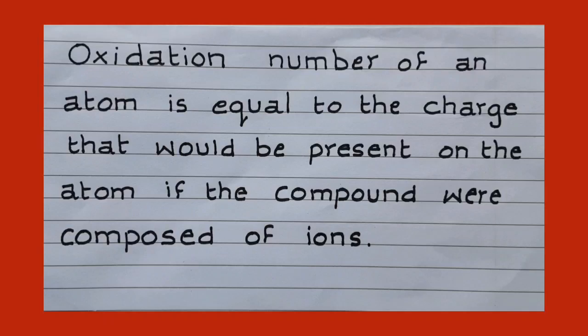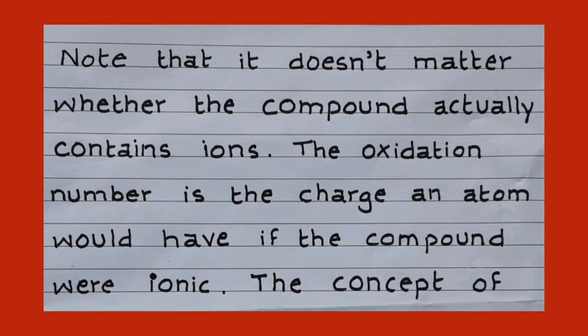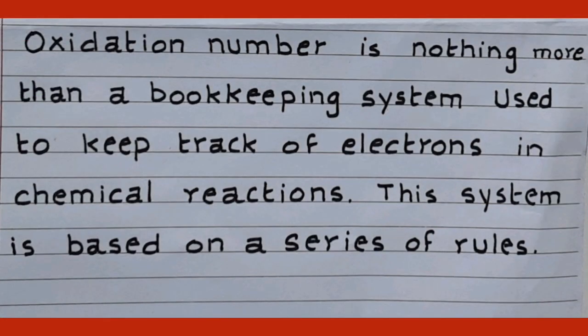Oxidation number. The oxidation number of an atom is equal to the charge that would be present on the atom if the compound were composed of ions. Note that it doesn't matter whether the compound actually contains ions. The oxidation number is the charge an atom would have if the compound were ionic. The concept of oxidation number is nothing more than a bookkeeping system used to keep track of electrons in chemical reactions. This system is based on a series of rules.